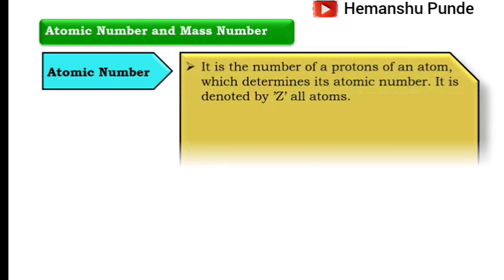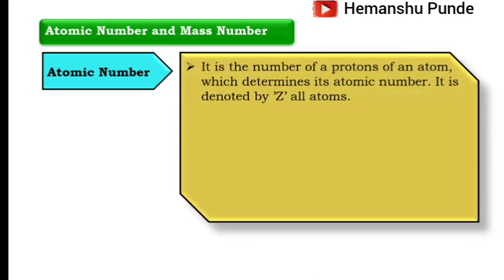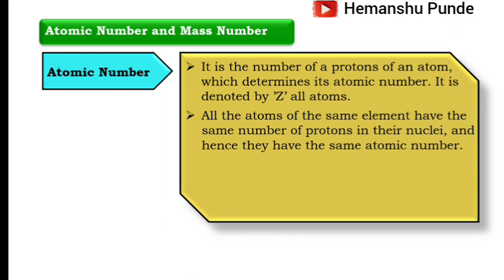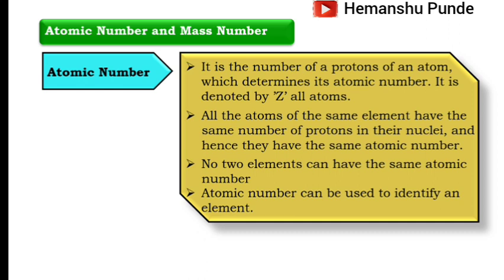Atomic number. It is the number of protons of an atom, which determines its atomic number. It is denoted by Z. All the atoms of the same element have the same number of protons in their nuclei, and hence they have the same atomic number. No two elements can have same atomic number. Atomic number can be used to identify an element.